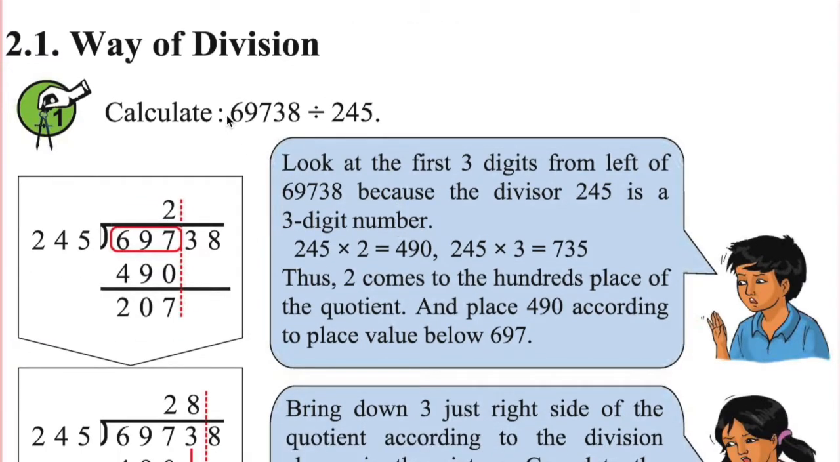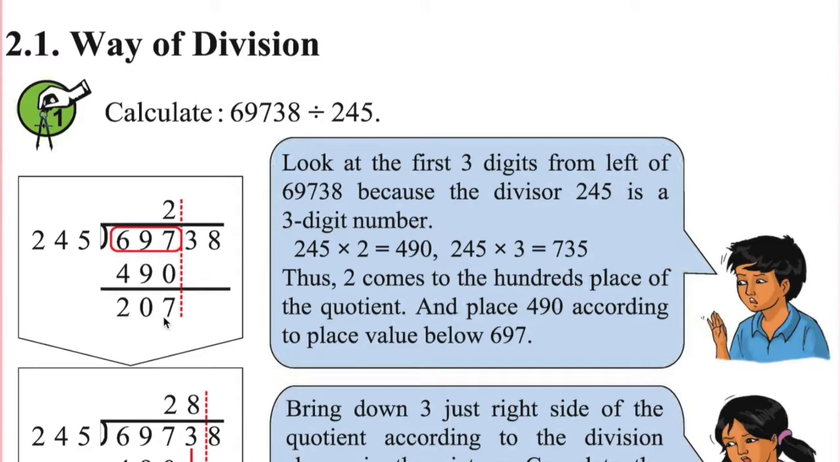As usual, you have to take this number here. Now since the divisor has 3 digits, first concentrate on the first 3 digits. 245 is quite less, so you can go for 2. 245 into 2 is 490. If you go for 3, that will be larger than 697, so that is the reason why we took 2 here. So 490, let's subtract 490 from 697.